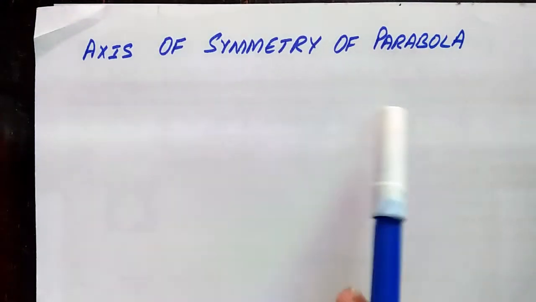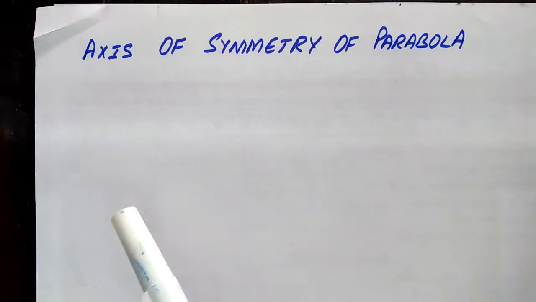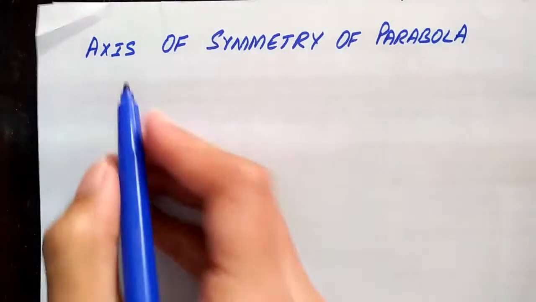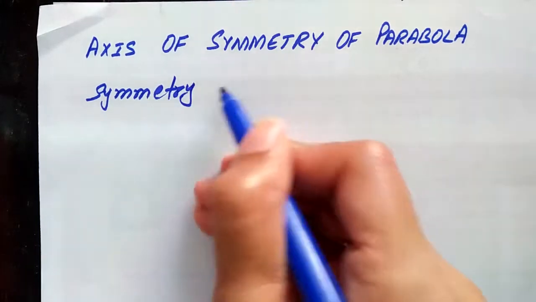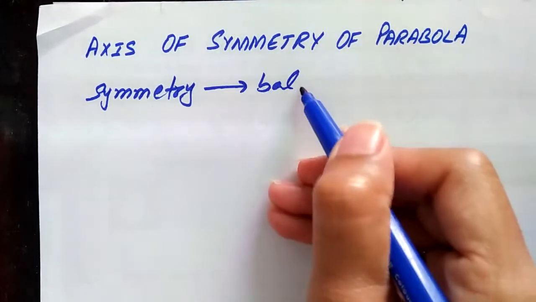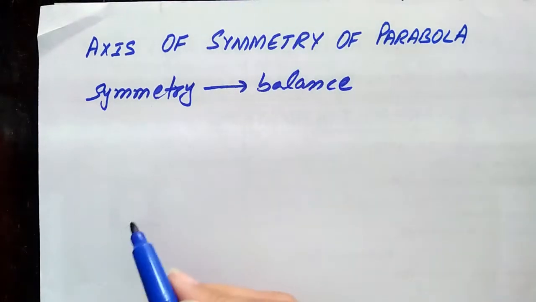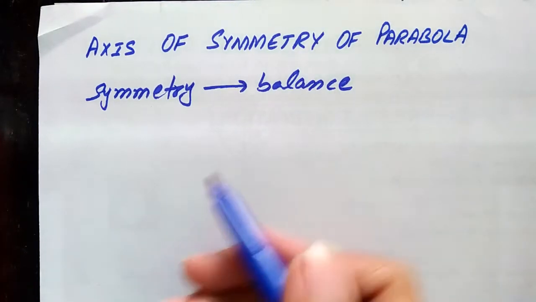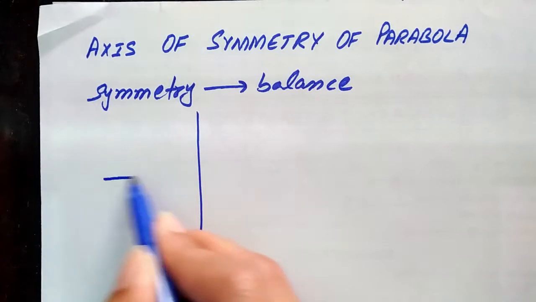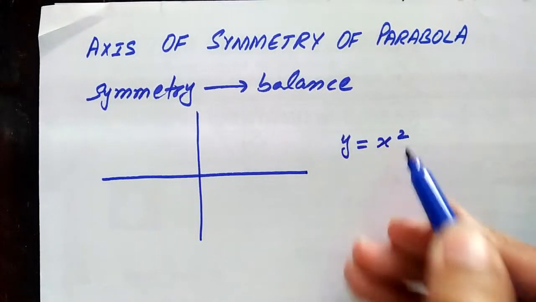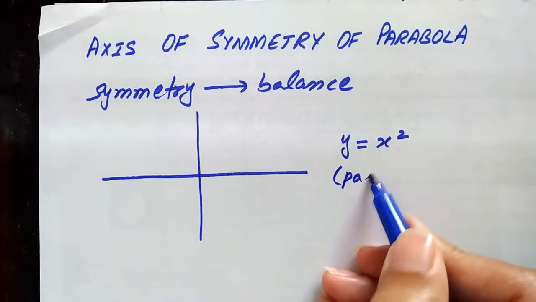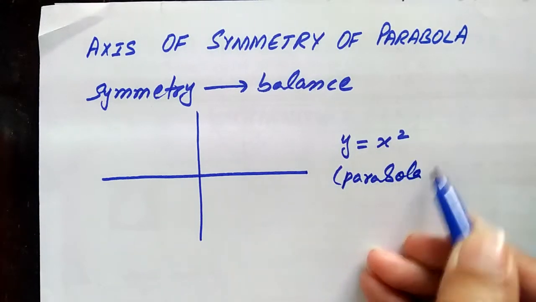When we talk about the axis of symmetry of a parabola, we must know the meaning of symmetry. Basically, symmetry means balance. It is related to balance. When we talk about the geometry of some function, for example, we want to draw y equals x squared, that is basically the graph of a parabola.